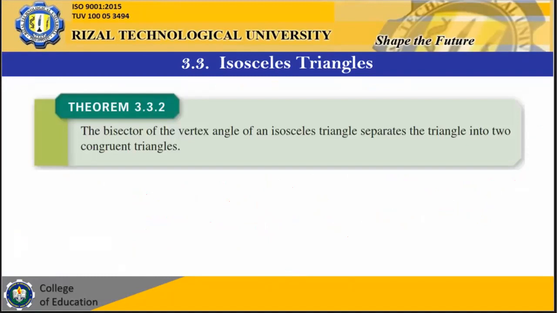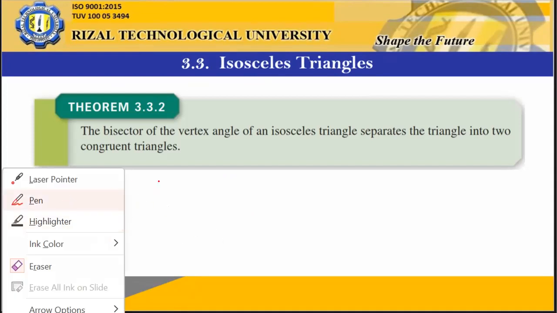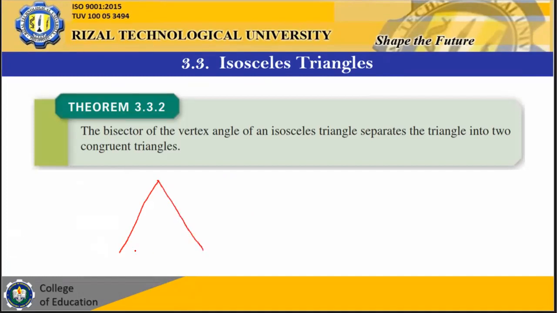Okay, next, another theorem. Puro tayo theorem. Ito medyo maigsi lang naman to. The bisector of the angle of an isosceles triangle separates the triangle into two congruent triangles. So if we have a triangle, isosceles rather, sorry. Isosceles pala ito. So, we have RTU, your alma mater. Then we have here P. Okay. So, given triangle RTU is an isosceles triangle.